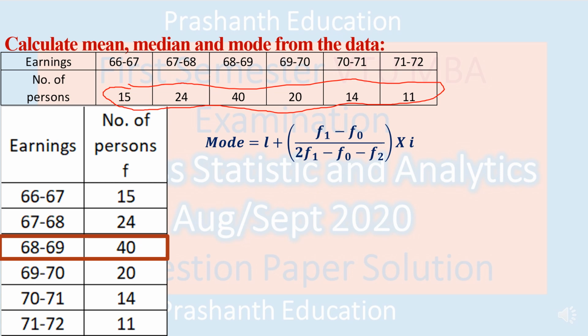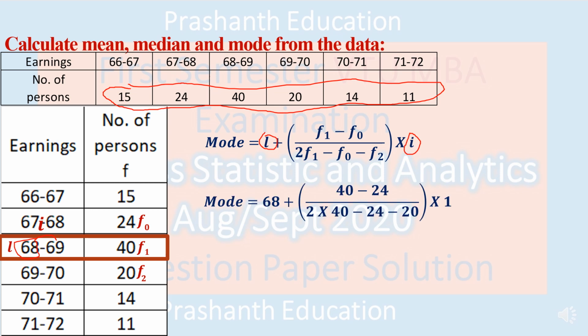Now I need to interpolate and calculate the exact value of the mode. Before that, let's see what L is. L is this one, 68, as you all know. Then I is the difference between 68 and 69, that is 69 minus 68 is 1. Now to calculate F1, F0, F2, just put F, F, F. Now 0, 1, 2. Done.